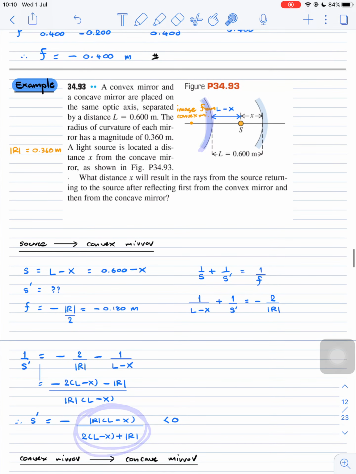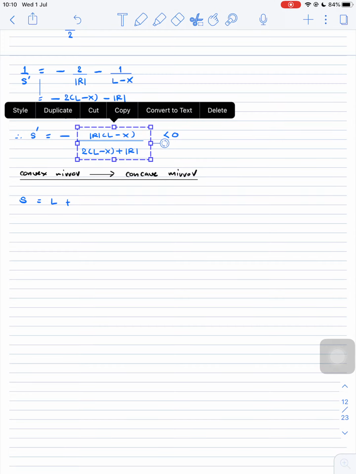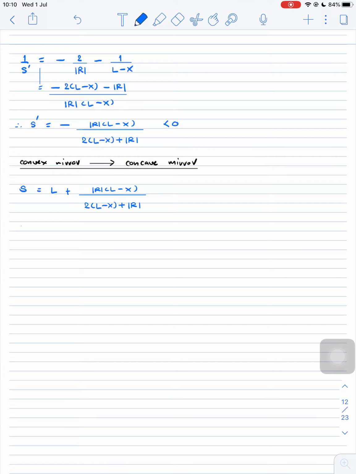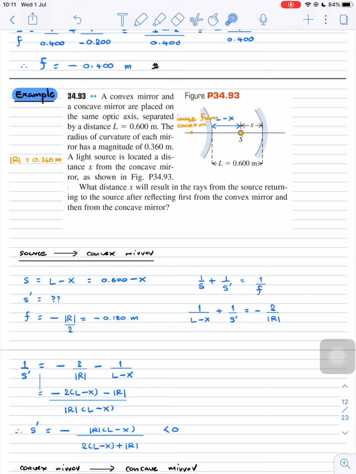So here we can get that the object distance for this concave mirror is going to be equal to L plus the magnitude of the S prime, just this term. Now for the S prime, the image distance, we need the image to be at this position, which is equal to X from the vertex of the mirror here.